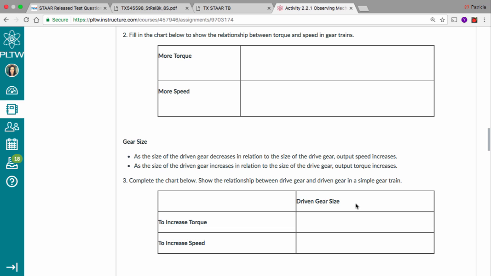As the size of the driven gear decreases in relationship to the size of the drive, the output speed increases. That's what I just said. As the output increases, then the torque increases. So notice how that is here. If the driven gear decreases in size, the speed increases. Again, that just means smaller gear, faster speed. Larger gear, larger torque, which again inversely is slower speed.